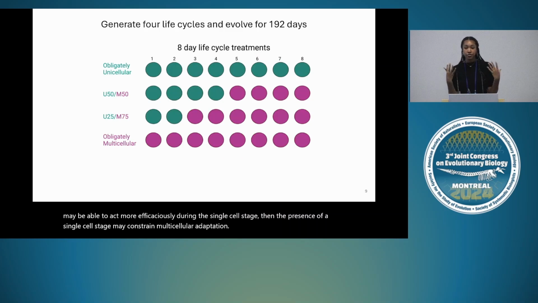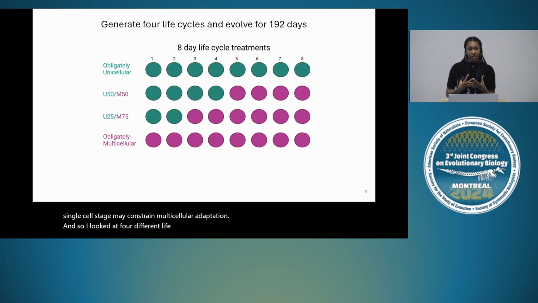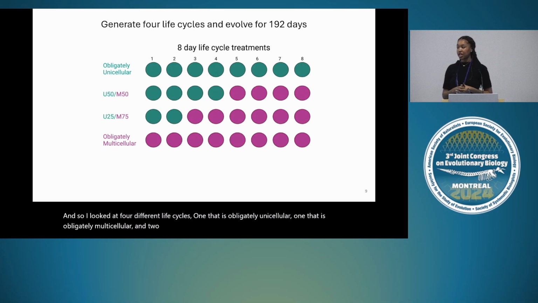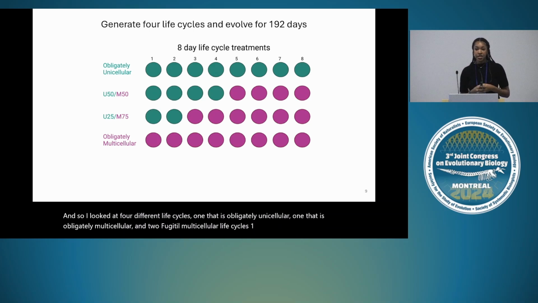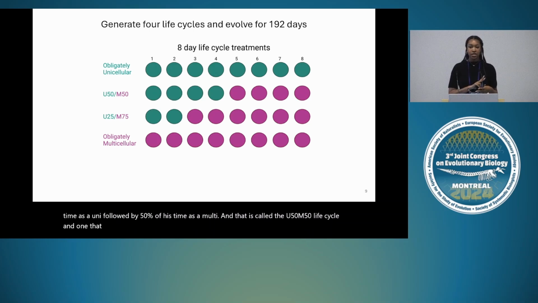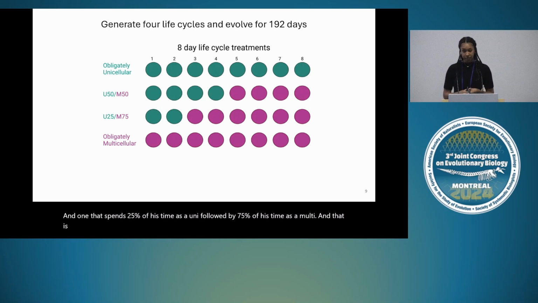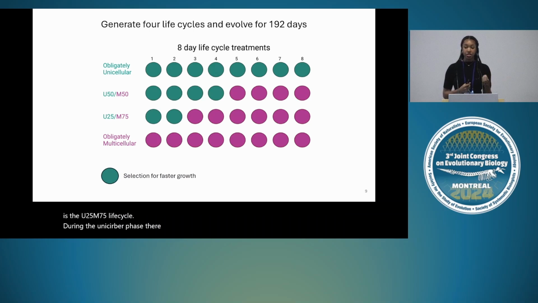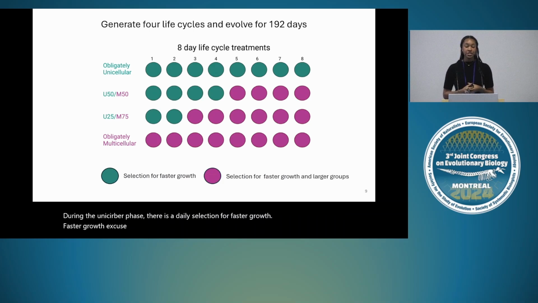And so I looked at 4 different life cycles: one that is obligately unicellular, one that's obligately multicellular, and 2 facultative multicellular life cycles. One spends 50% of its time as a uni, followed by 50% of its time as a multi, and that is called the U50-M50 life cycle, and one that spends 25% of its time as a uni, followed by 75% of its time as a multi, and that is the U25-M75 life cycle. During the unicellular phase, there is a daily selection for faster growth. And then during the multicellular phase, there is a daily selection for both faster growth and larger groups.